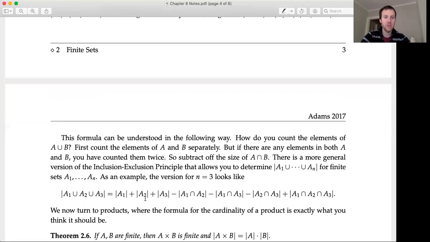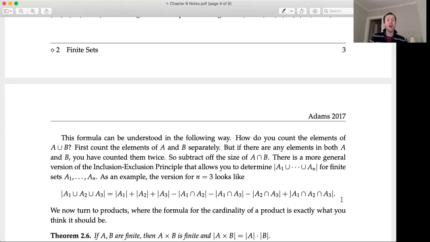If you're in A2 and A3, you're counted twice, so you subtract those out. And A1 and A3, those are counted twice, so you subtract those out. But then there's a problem. What if you're in all 3? So you were counted 1, 2, 3 times initially. You were counted 1, 2, 3 times here. And so if you're in all three, you're counted 3 times, then you subtract off those 3 times, and then you have to be counted once, is what this last part says.